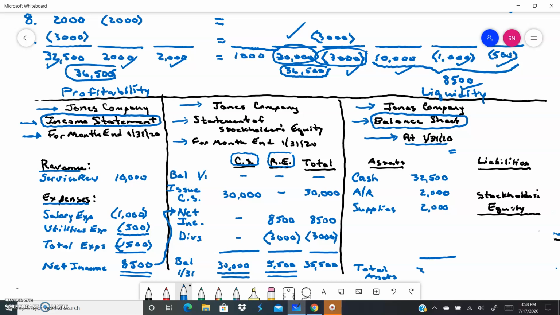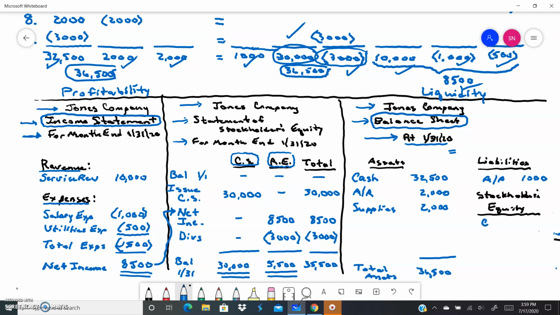And that's $36,500. I'm going to abbreviate a little bit here just because I'm running out of space. Liabilities, we have accounts payable, $1,000. So that's this figure. And now for stockholders' equity, we're going to use two accounts.